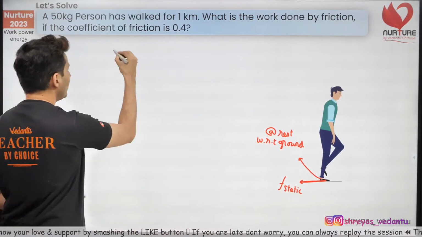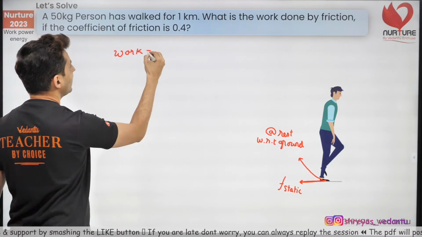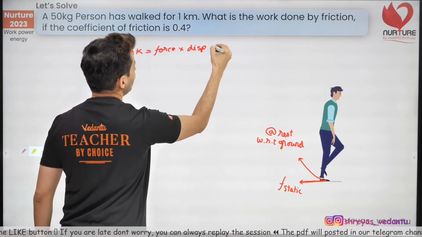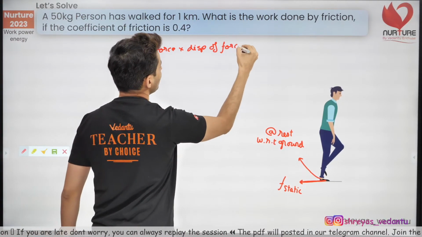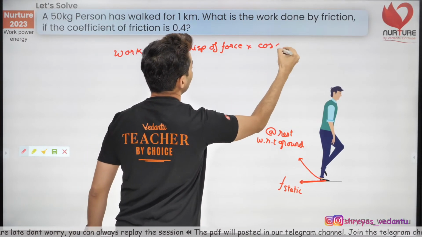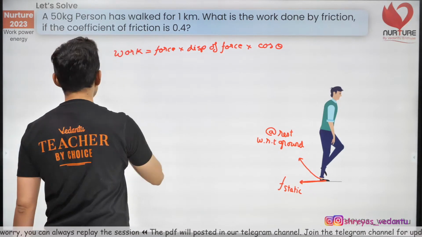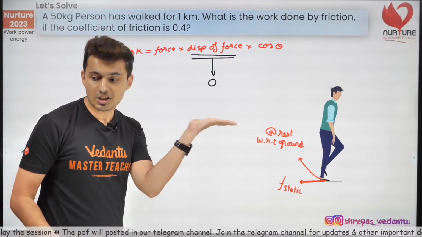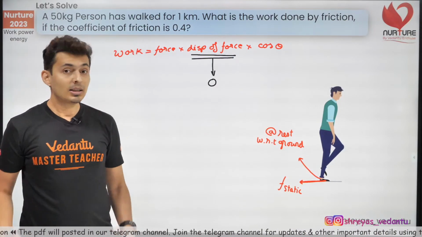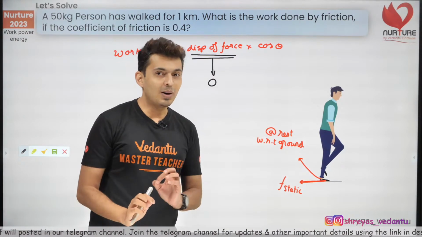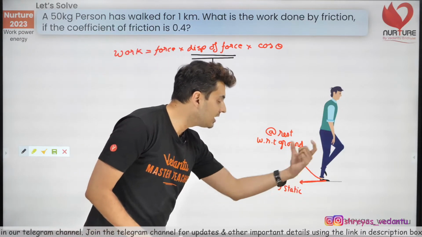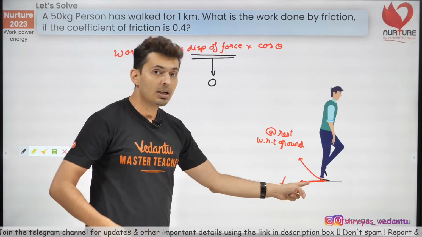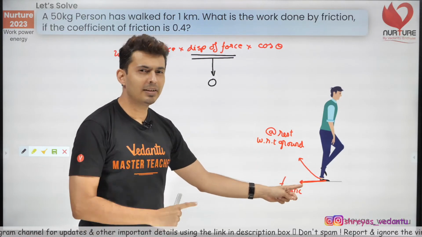So, when I defined work, this work was force into displacement of the force into cos theta. What is the displacement of the force? It is 0. The friction itself did not move. The person moves, that's okay, but the force did not move. Force did not move means, where is the force acting? On the foot. Did the foot move when the friction was acting?